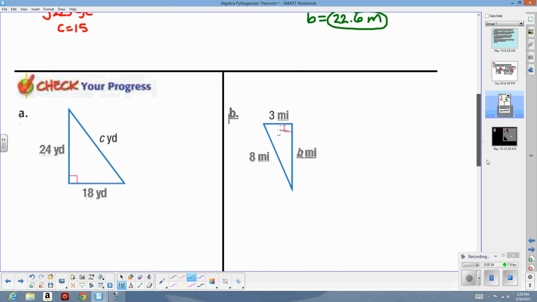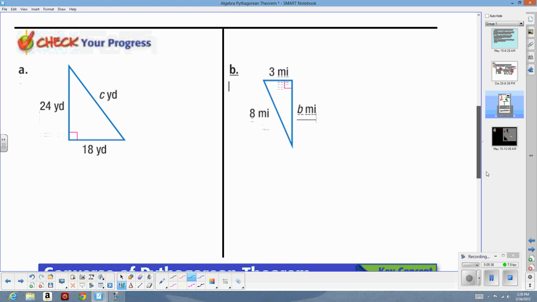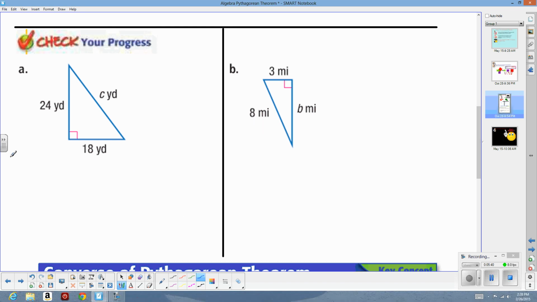You may want to pause the video and try these next two on your own. I'm going to go ahead and write down the formula: a squared plus b squared equals c squared. Now I'm going to label my legs and hypotenuse of the triangle. Remember, the ones that form the right angle are your a and b, and the one across from the right angle is c, or your hypotenuse.